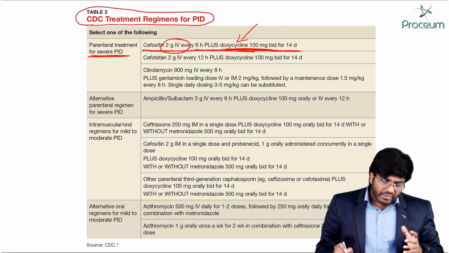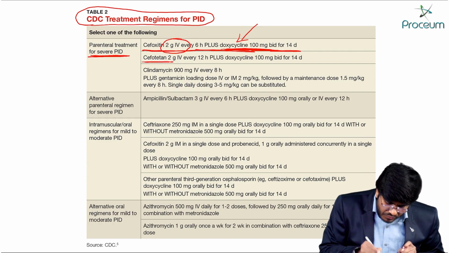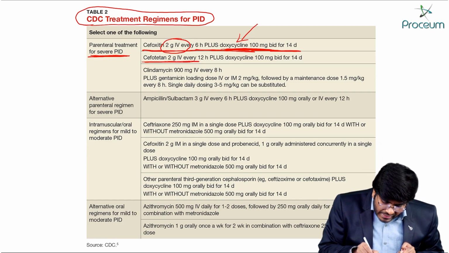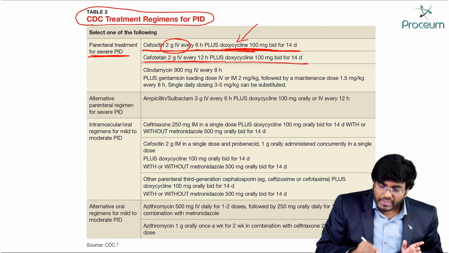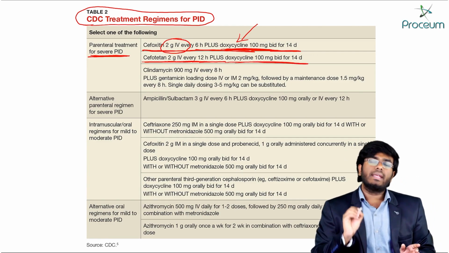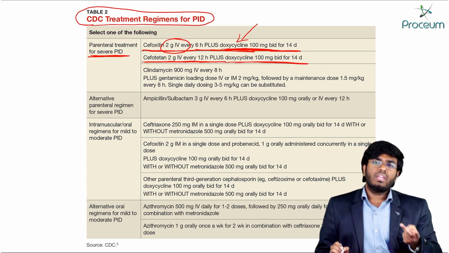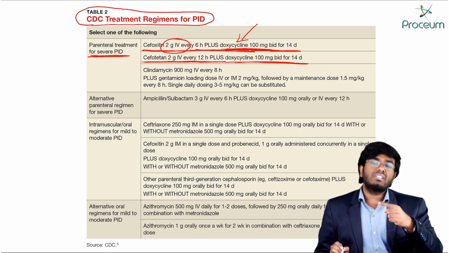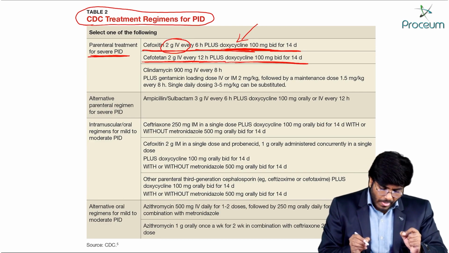If there is no availability of cefoxitin, you can also use cefotetan, also a 3rd generation cephalosporin. Cefotetan 2 gram IV every 12 hours, and the same doxycycline 100 milligram BID for 14 days. Either you can use cefoxitin or cefotetan. If you are using cefoxitin, give it every 6 hours. If you are using cefotetan, you can use it every 12 hours.